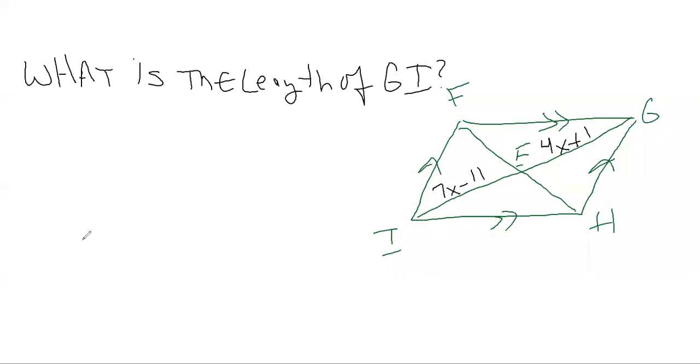All right, so we've got another parallelogram, FGHI, and what we're looking for is the length of GI. And I can tell this is a parallelogram. If you look at FG and IH, I've put two arrow markings. That indicates that those are parallel to each other. And FI and GH have one arrow marking. That indicates that those are also parallel to each other, but not parallel to FG or IH.